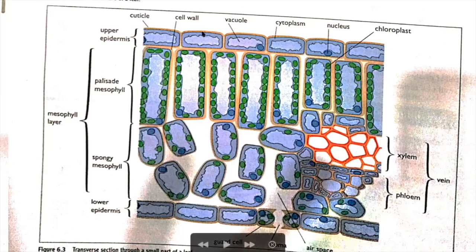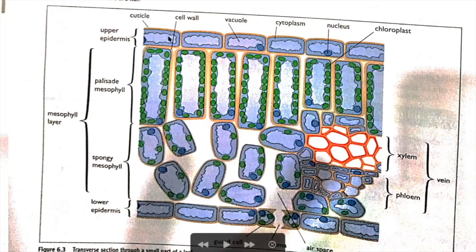Itu saja. Bear in mind, the second feature of the upper epidermis is that it is transparent. Transparent means it will allow the sunlight to penetrate to the leaf. Dia akan membiarkan cahaya matahari itu boleh masuk ke dalam daun. Sebab tu dia transparent.